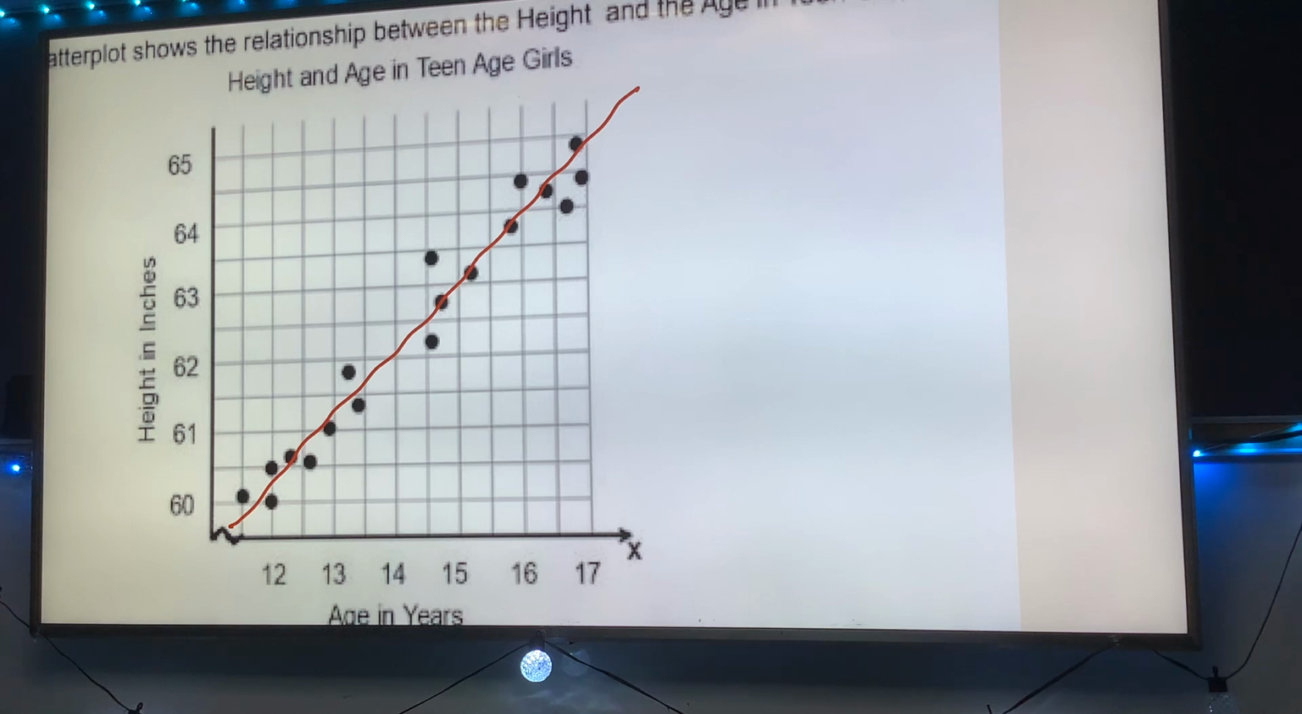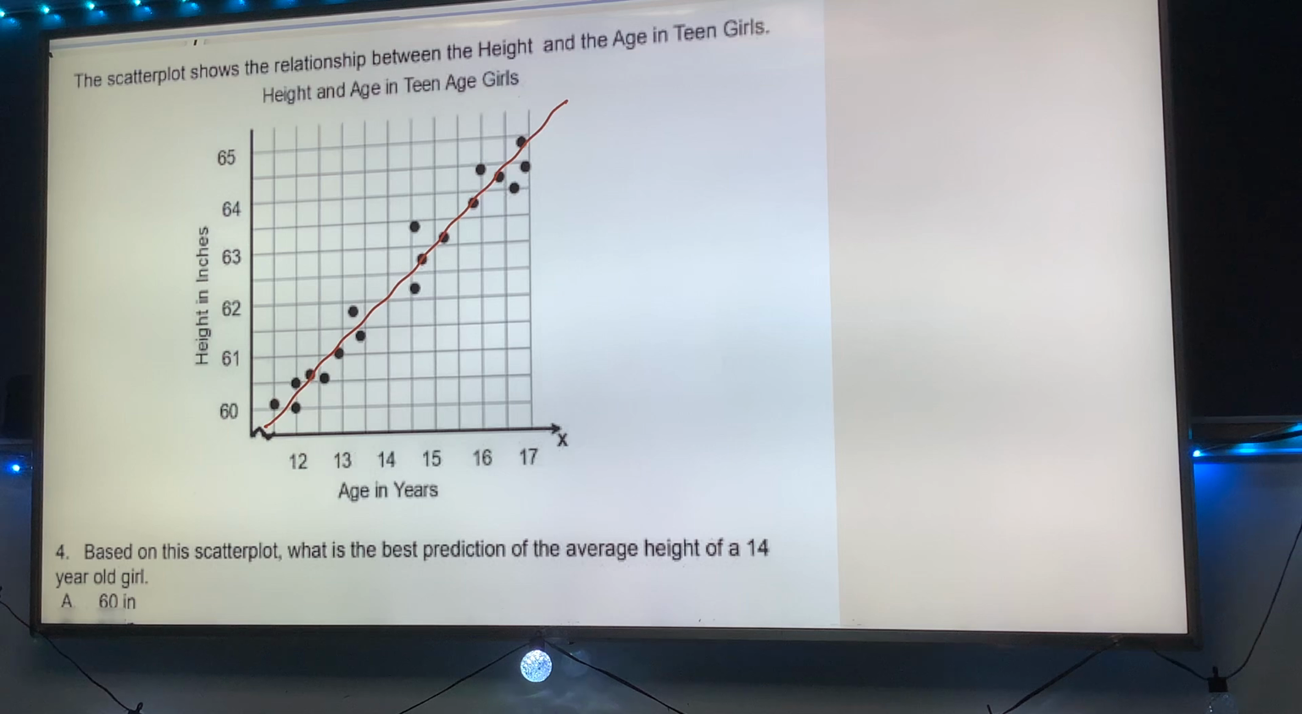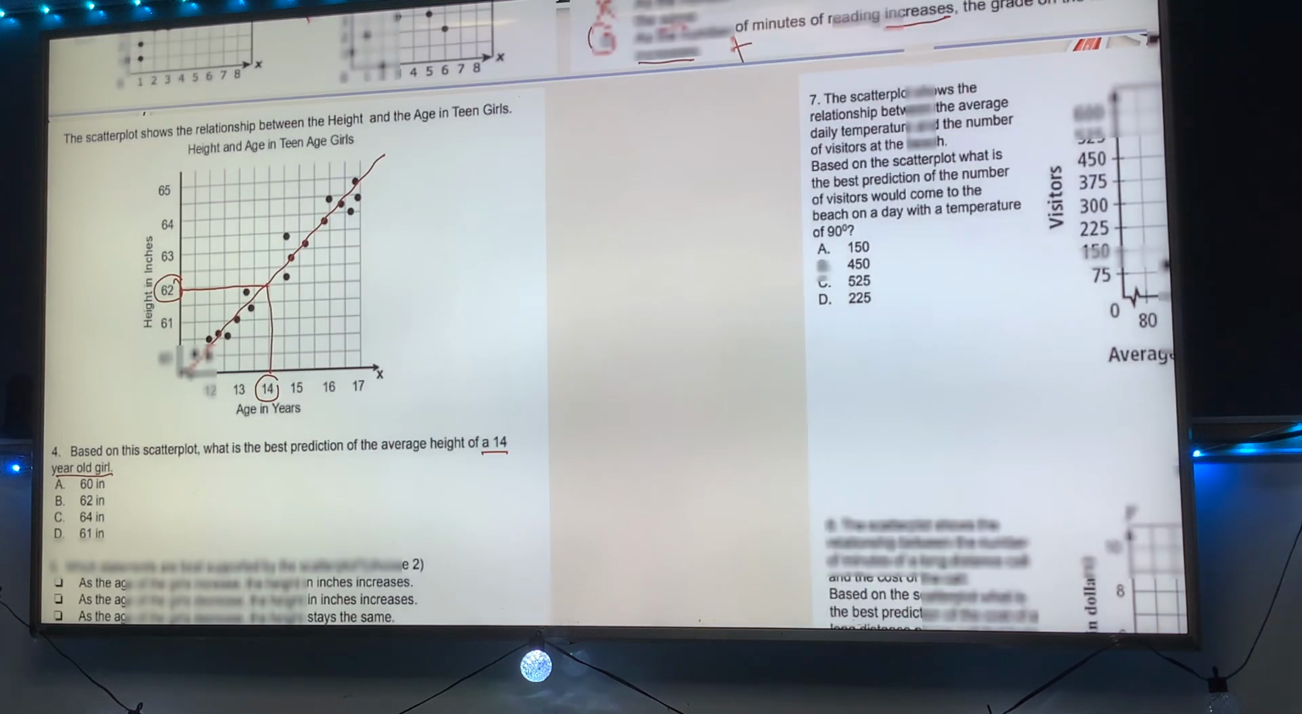You can actually, on the STAR test, draw a straight line and then you can move it. That makes it perfect, nice and neat. Then you can make sure it's right there in the middle. Now we're going to read and figure out which axis I need to start on. Based on the scatter plot, what is the best prediction of an average height of a 14-year-old girl? So I'm going to start at an age of 14. I'm going to go up and hit my line, and I'm going to go across. And my answer is 62.